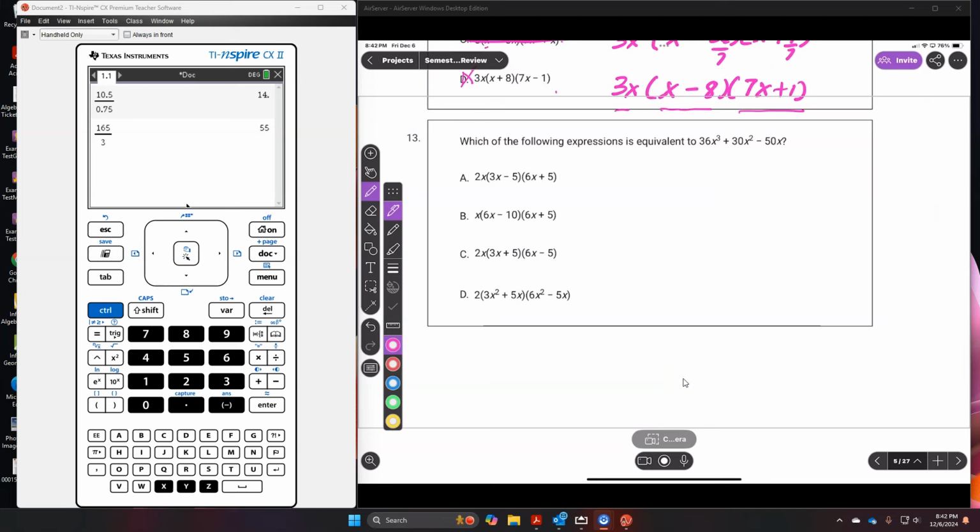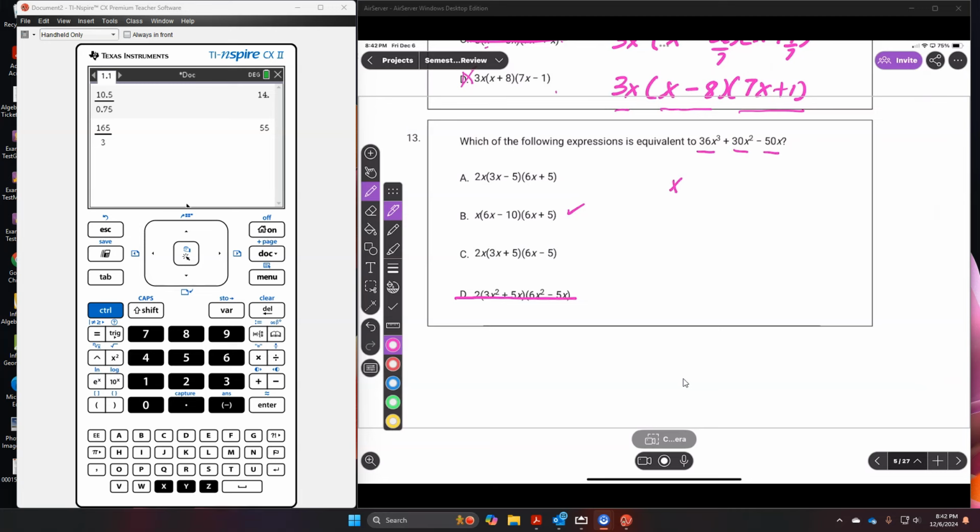Which of the following expressions is equivalent? Now you notice that this is 36x cubed, this is 30x squared, this is 50x. What do they have in common? They have an x in common, so you can take out the x. So we can eliminate D because we can factor an x. So now it's between A, B, and C.